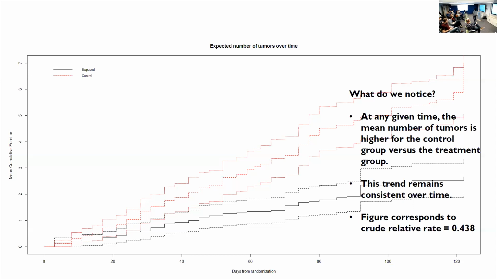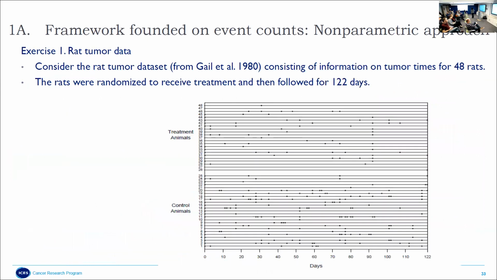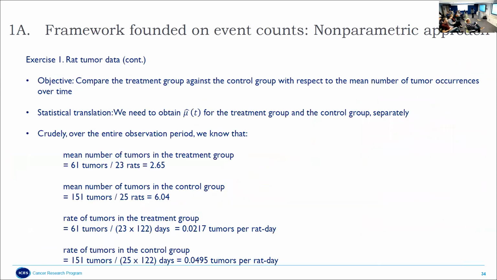What does the rat-D mean? Sorry? Rat-D. The rat. Oh, go back. Yeah, for rat-D, what does that mean? Oh, per rat day. Because I did this, oh, I see, because some rats could have died. So I did this by person days. I think it was per rat days. That's why.